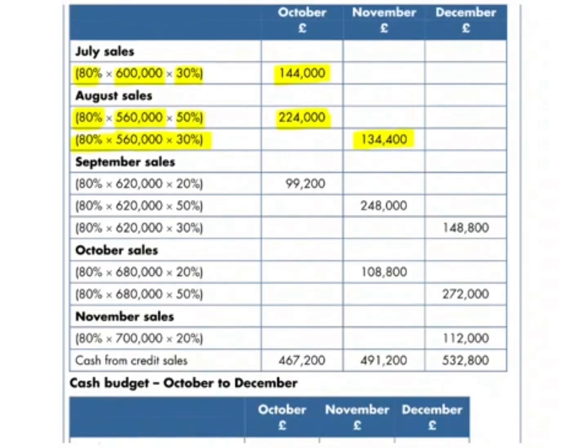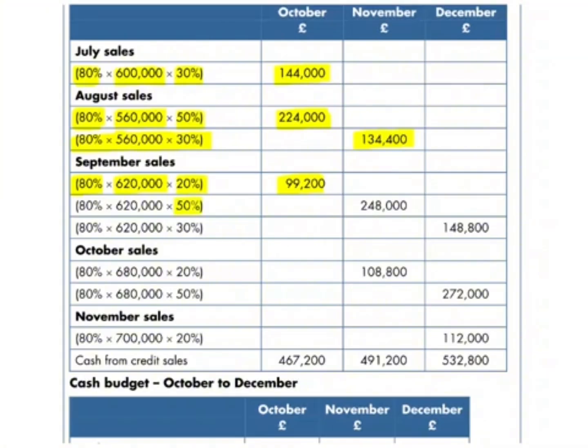In September, 20% of our customers pay us in the month following the sale. £620,000 are our total sales. 80% of those sales are credit sales, and 20% of our customers pay us the month after the sale has been made. So we're going to have £99,200 worth of those September sales in our October cash budget.